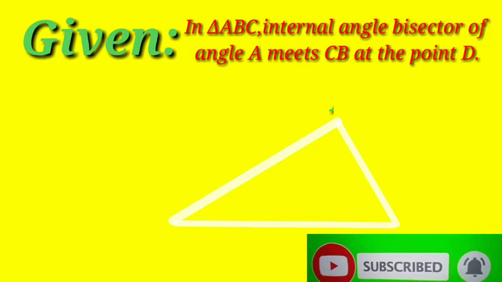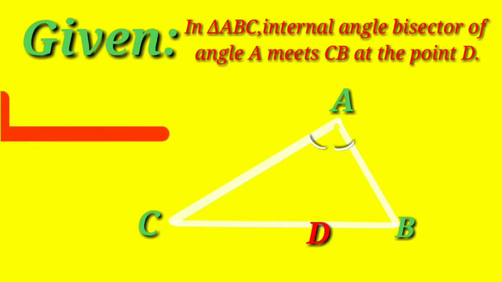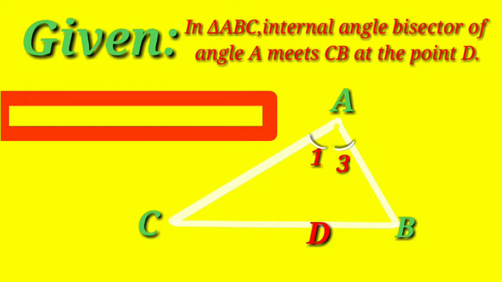Let's start our lecture. In triangle ABC, the internal angle bisector of angle A meets CB at the point D. This statement is related to the given. The given can also be written as angle CAD is equal to angle BAD, or angle 1 is equal to angle 3.